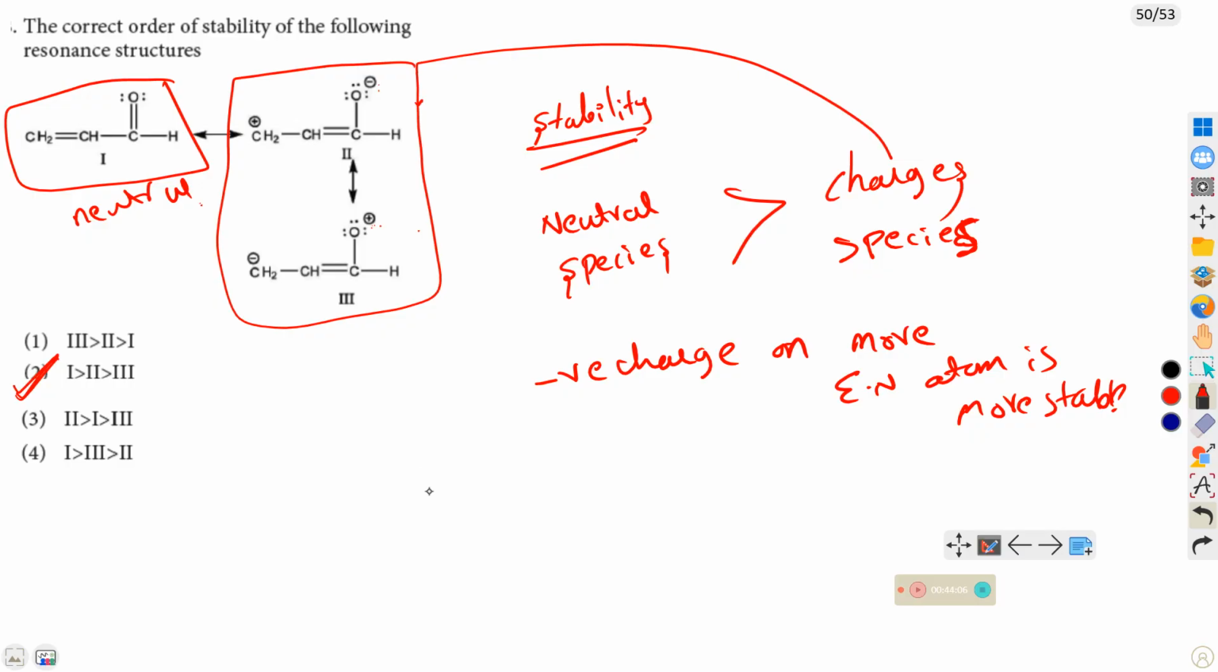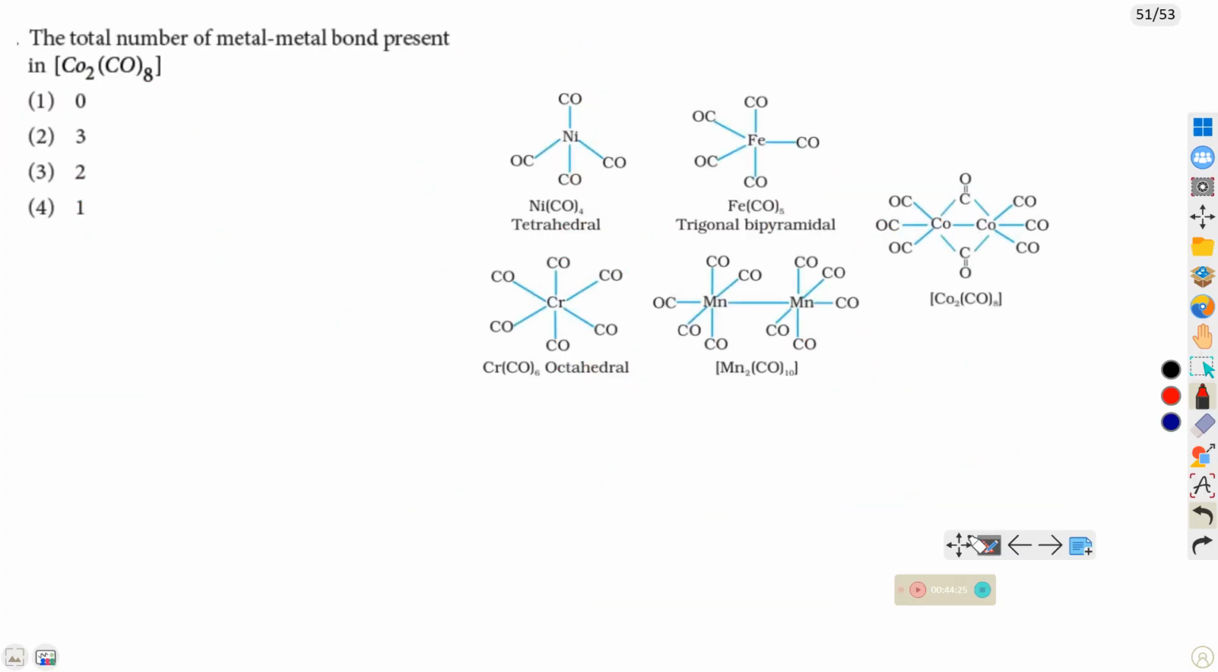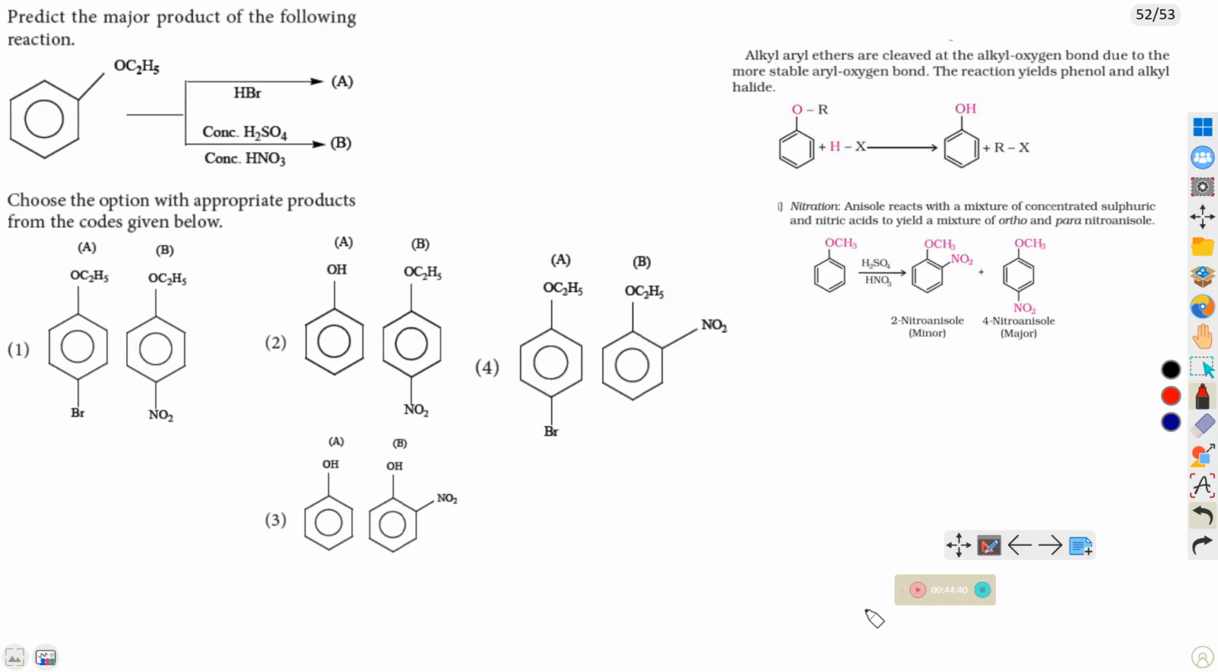One more rule is also there. According to resonance, if the number of covalent bonds increases, then stability increases. The total number of metal-metal bonds present in Co2(CO)8. How many metal-metal bonds are present? Only one metal-metal bond is present.